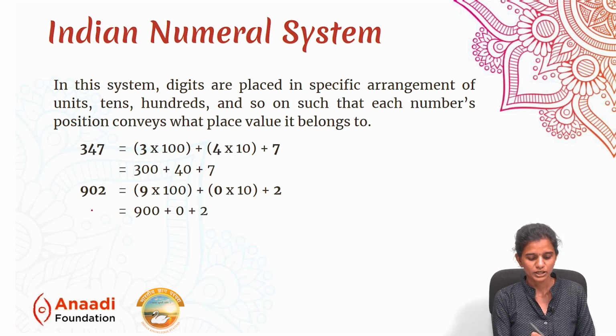Another example is 902. This is represented as 9 hundreds plus 0 tens. We do not have any tens, so 0 tens and 2 units. So, this gives 900 plus 0 plus 2, which is 902.